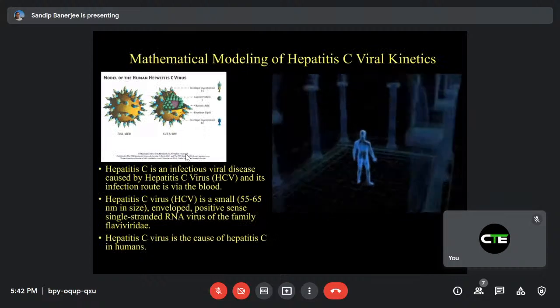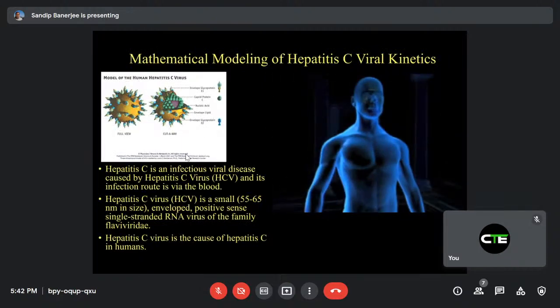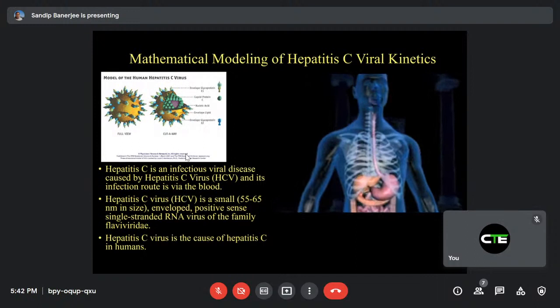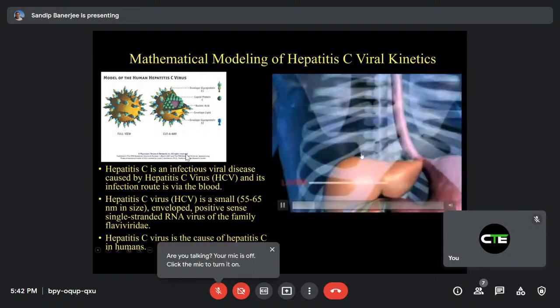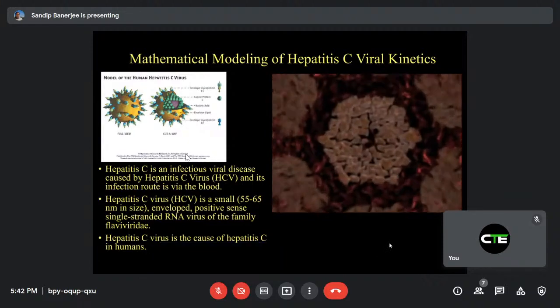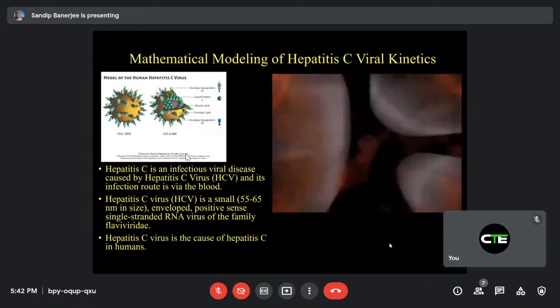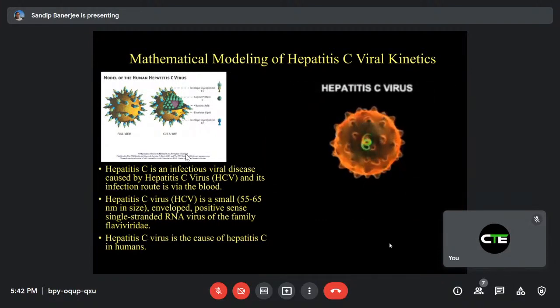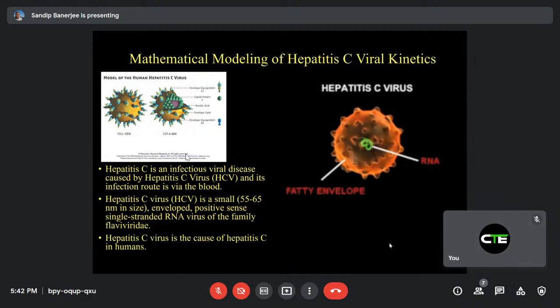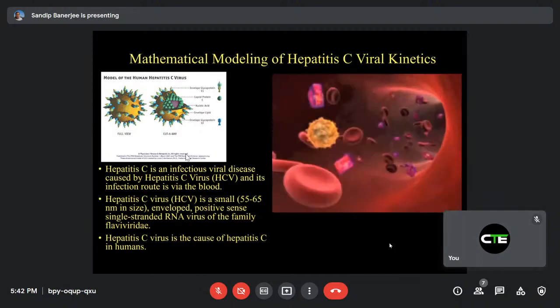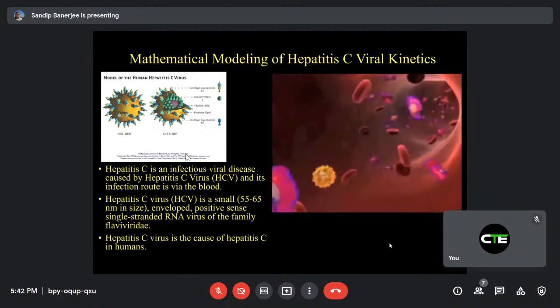Okay, so this is the one which shows the mathematical modeling of hepatitis C virus. Hepatitis C basically affects the liver. If you are watching the video, it is called a single-stranded RNA, which is green in color, and it is covered by this fatty envelope, which actually gives protection to the virus.